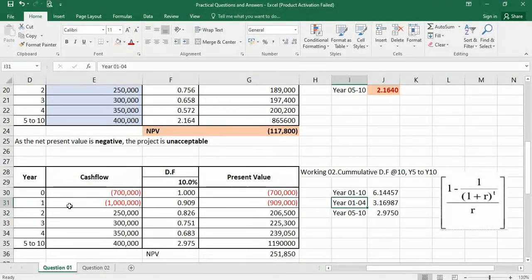The calculation you can ensure like this, right? Year 1 to 4, here you have year 1 up to 4, right? If you sum up the discounting factor, year 1 to 4, you get this value, 3.16987, right? Since it's with 3 digit decimal point, the answer is right. Okay, if you deduct the discounting factor up to year 4 from the discounting factor up to year 10, you will be ending up with 2.9750, that is for year 5 to 10.